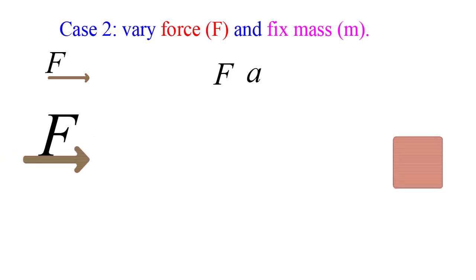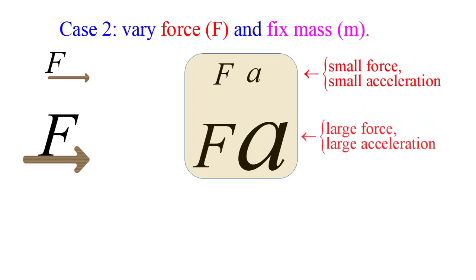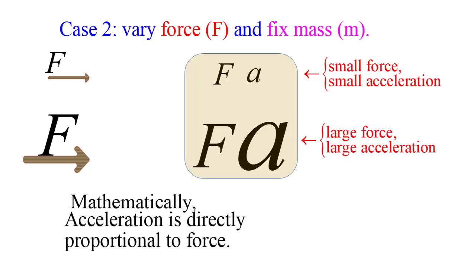Now it accelerated a lot. It means that the bigger the force, the bigger the acceleration. A small force produces small acceleration, large force produces large acceleration. So what is the relationship between force and acceleration? It's direct. Very good. So mathematically, acceleration is directly proportional to force, or in symbols we write it this way, a ∝ F, and we'll read it as acceleration is directly proportional to force.